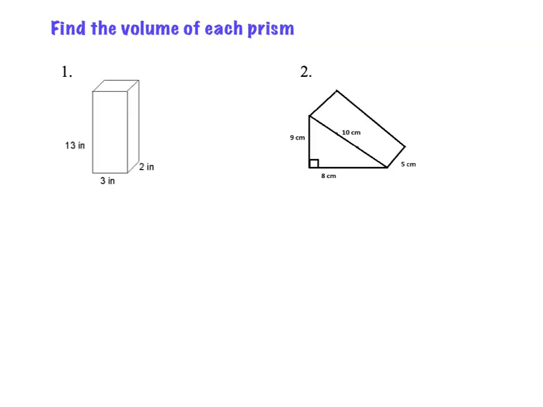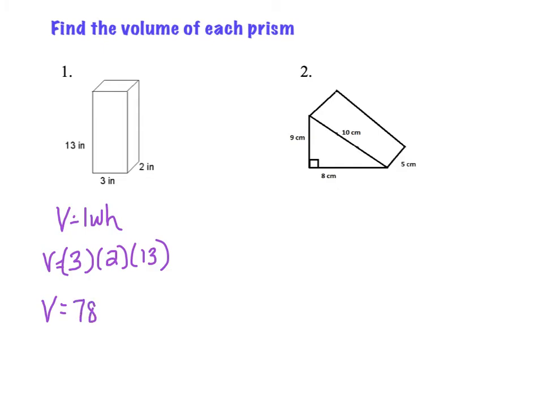Now it's time for your practice. Go ahead and find the volume of rectangular prism number 1. So first thing we always want to do is write the formula. So V equals length times width times height for a rectangular prism. Fill in my numbers, 3 times 2 times 13, and I get the volume is 78 cubic inches.